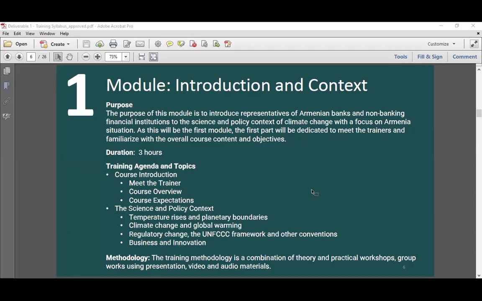Yeah, so today's first module comprises two subsessions. During the first, as I mentioned, we will present the overall curricula of the training sessions, and the second part will be dedicated to the science and policy context for the overall framework. We'll discuss the risk issues, climate challenges and global warming, a regulatory framework, namely UNFCCC, and the role of businesses and innovation.